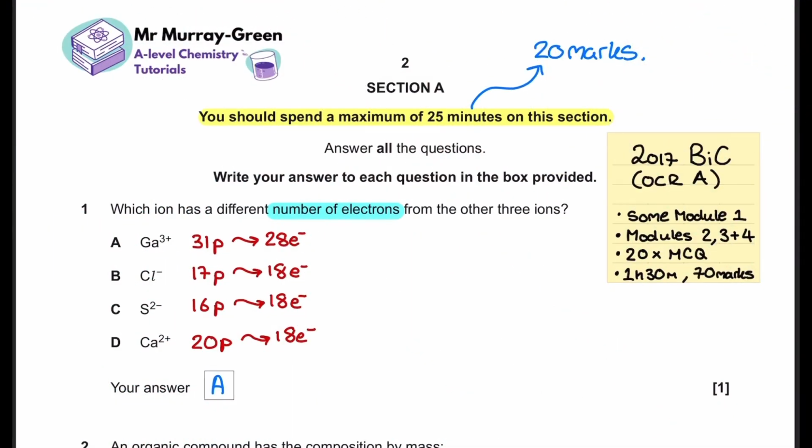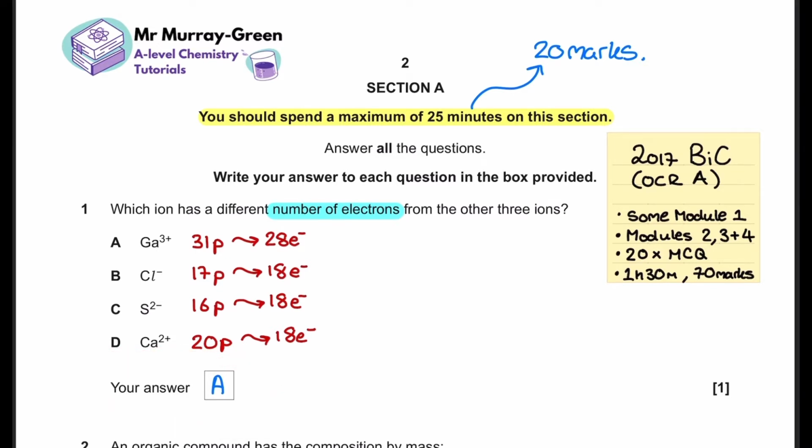So, kicking off with question 1, which ion has a different number of electrons from the other 3 ions? So using the proton numbers from the periodic table, so that's the atomic number for each element, and considering the ionic charge on each of these, I've been able to put together this list which represents the number of electrons in each ion. And you can plainly see when I've done this that the gallium 3+ ion has got significantly more electrons than the other 3, giving us our correct answer of A.